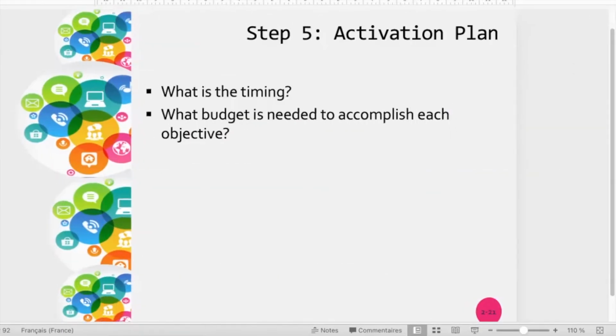Then you will, in step 5, create your activation plan. What is the timing? When do you want to start the media campaign? And what budget do you need to accomplish each objective? I give you an example. I'm the head of a Doctorate of Business Administration, which we operate in Bangkok, in Thailand, and Vietnam. We're trying to recruit students for this doctoral degree by doing a social media campaign. Our target group are customers having at least 5 years of professional experience and at least an MBA or any other master's degree in economics, management, engineering, law, or social science. We are actually doing a LinkedIn campaign.